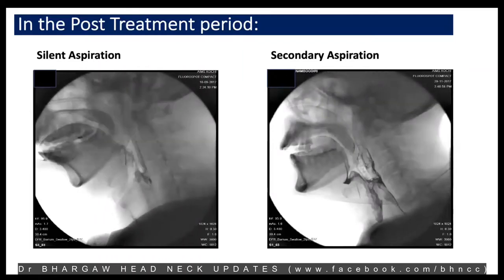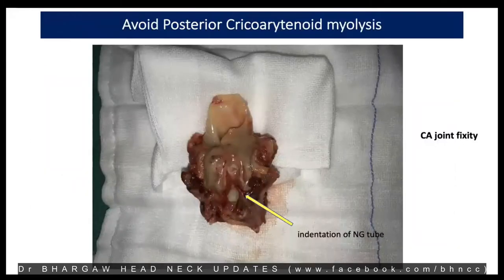And if a patient is chronically dependent on a nasogastric tube, what happens is you end up getting an indentation of the nasogastric tube on the posterior part of the cricoid cartilage and the arytenoids. And there is also mucosal damage, and the posterior cricoarytenoid muscle gets necrosed. So invariably, the patient gets a dysfunctional larynx, and he or she needs to undergo laryngectomy.